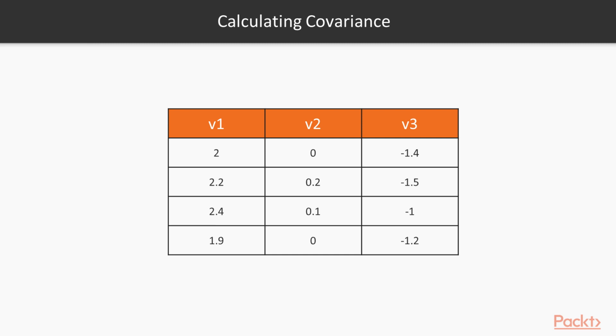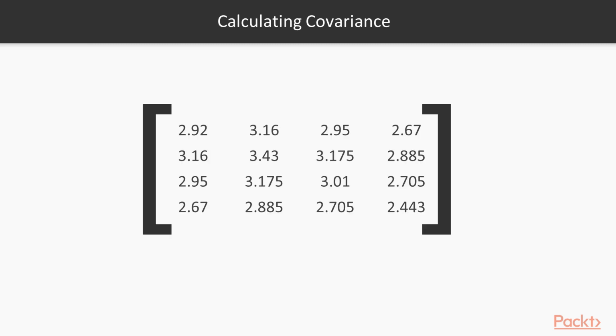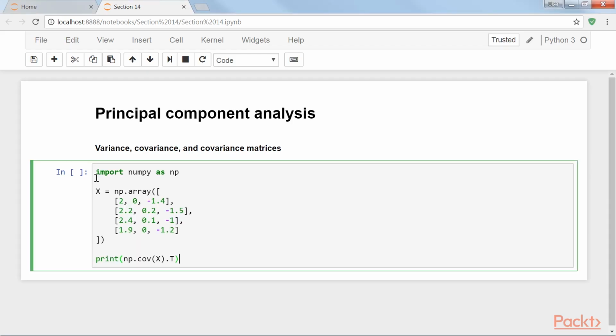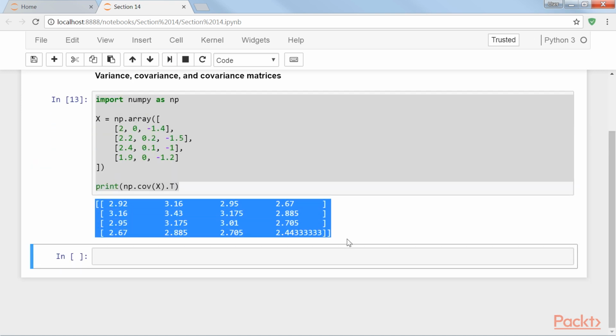Let's calculate the covariance matrix for this dataset. The means of the variables are 2.125, 0.075, and minus 1.275. We can then calculate the covariances of each pair of variables to produce this covariance matrix. We can verify our calculations using numpy. This is the code that's used. You can see the covariance matrix here.